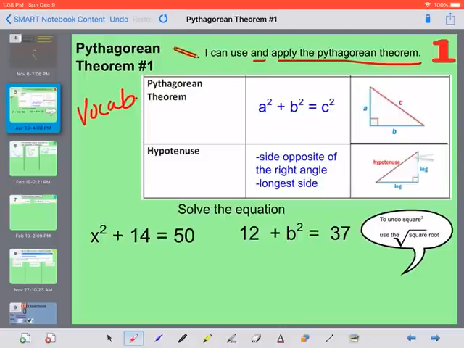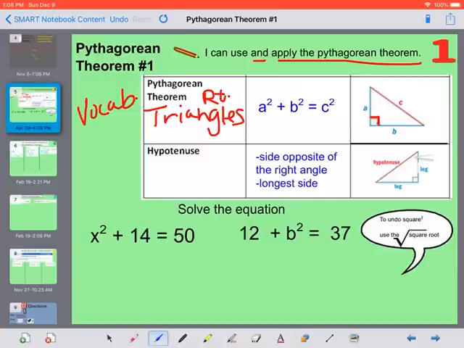First one is the Pythagorean Theorem, which is an equation or a formula that we use to find one of the three sides of a right triangle. So this Pythagorean Theorem has to do with triangles, and specifically right triangles. I'm going to abbreviate RT for right. So right triangles. If we know two of the three sides, we can figure out the third side.